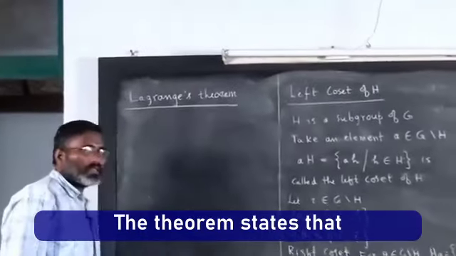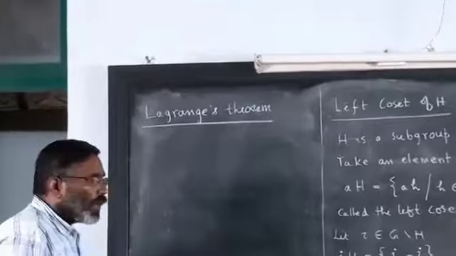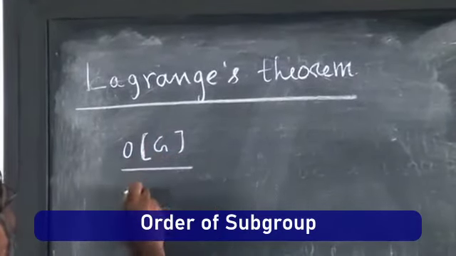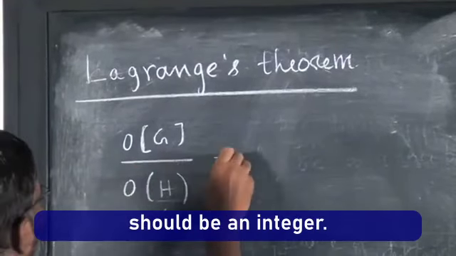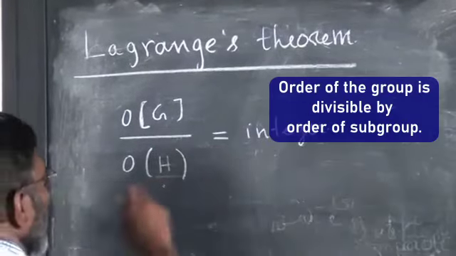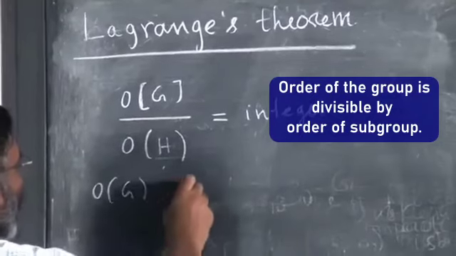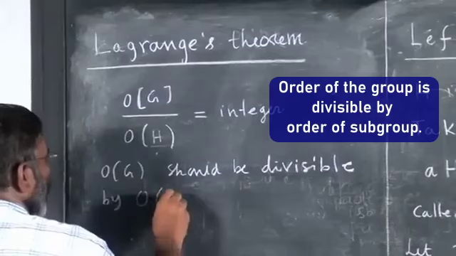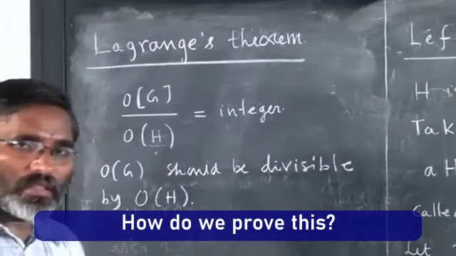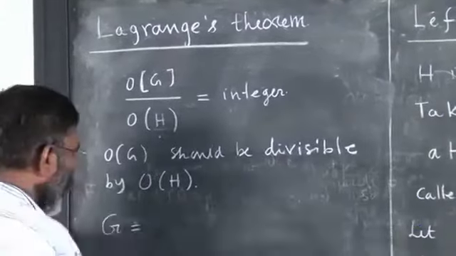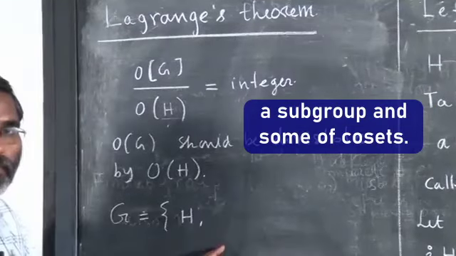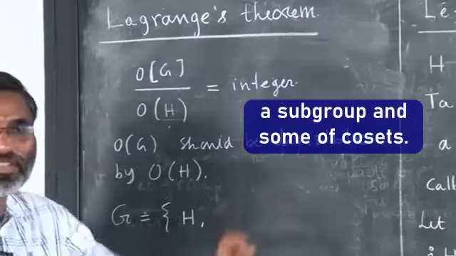The theorem states that the order of the group divided by the order of the subgroup should be an integer. That is, the order of the group should be divisible by the order of the subgroup. How do we prove this? The proof is very simple. A group can be written as a subgroup and a sum of cosets.